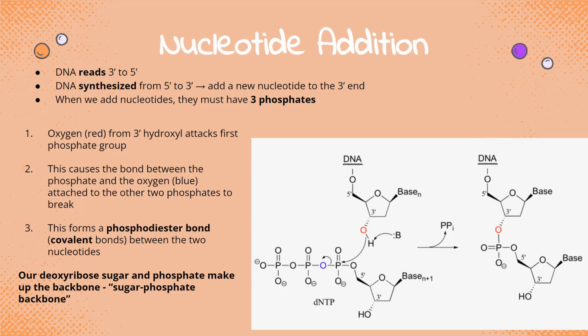So the mechanism: the oxygen is going to attack the first phosphate group, and that's going to cause the breakage of the bond between the phosphate and the second oxygen, which is in blue down here. And then that causes the formation of the phosphodiester bond on the backbone. Any questions about that?